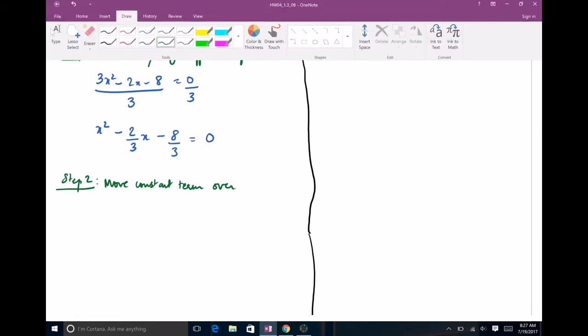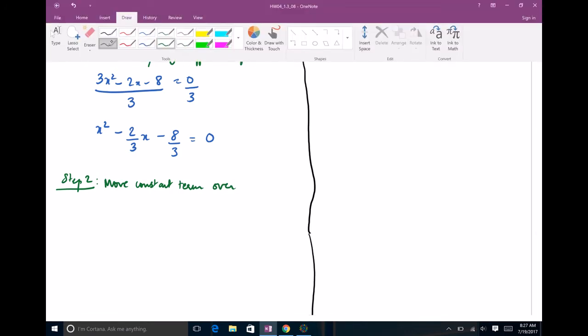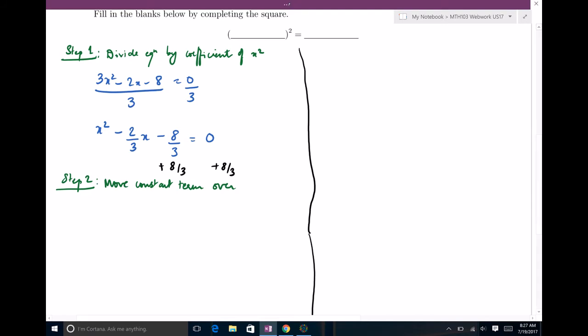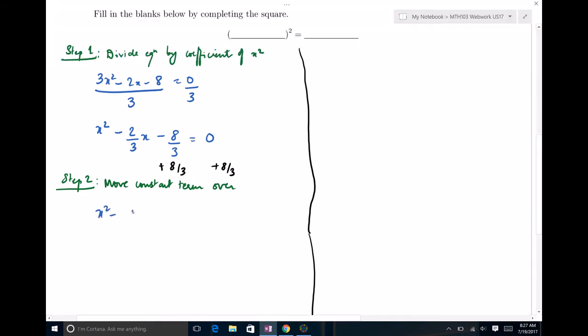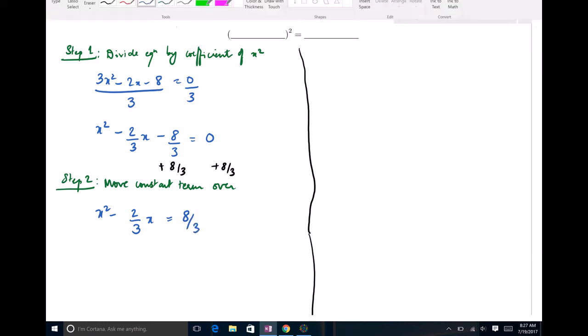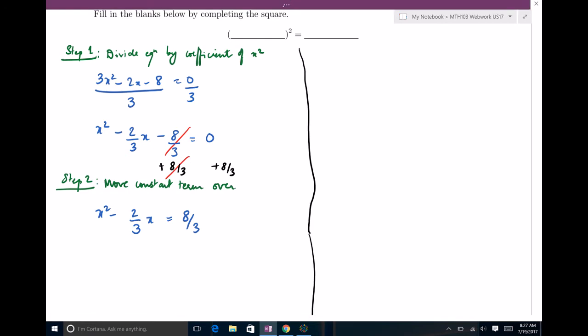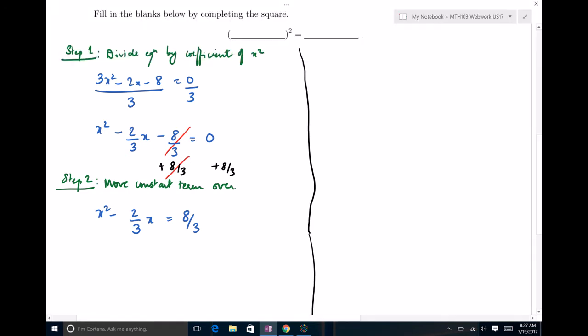In this case, my constant term is negative 8 over 3. In order to move it to the other side, I'm going to add 8 over 3 to both sides of the equation. So now my new equation is x squared minus 2 over 3 x equals positive 8 over 3, since what I did here was cancel 8 over 3 from the left hand side and add it over to the right hand side.